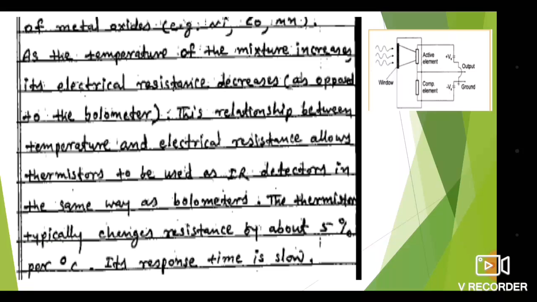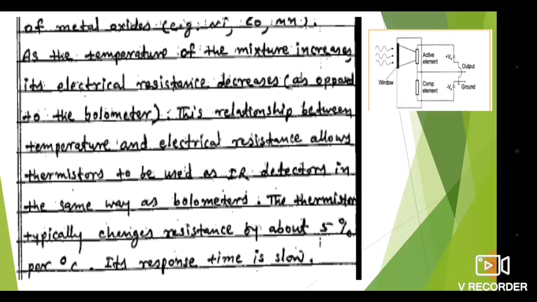This relationship between the temperature and electrical resistance allows a thermistor to be used as an IR detector in the same way as a bolometer. The thermistor typically changes resistance by about 5% per degree Celsius. Its response time is low.